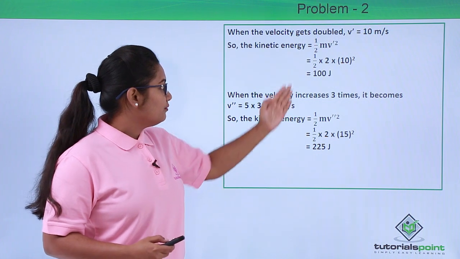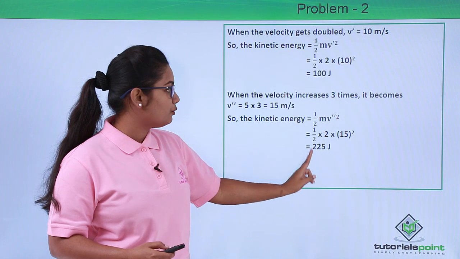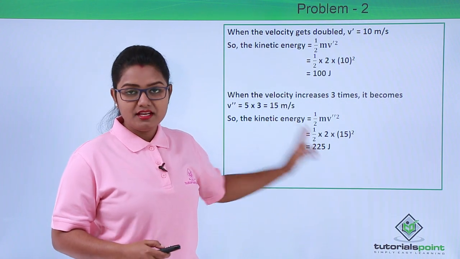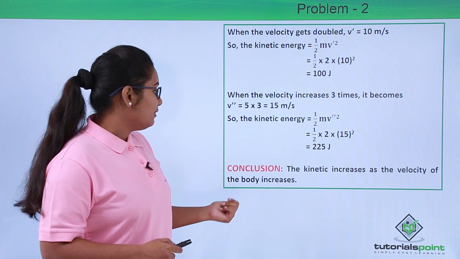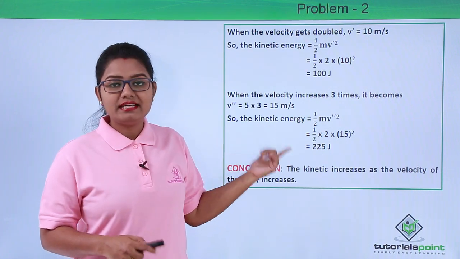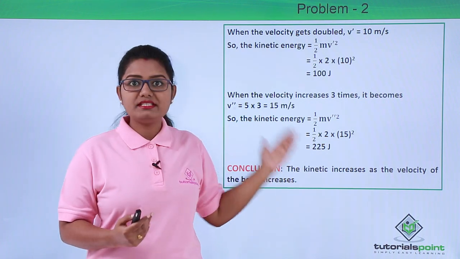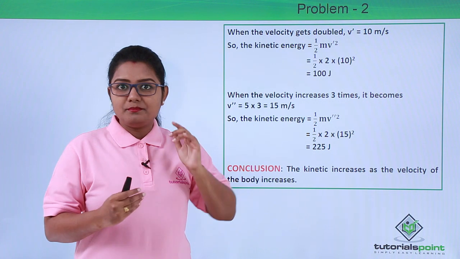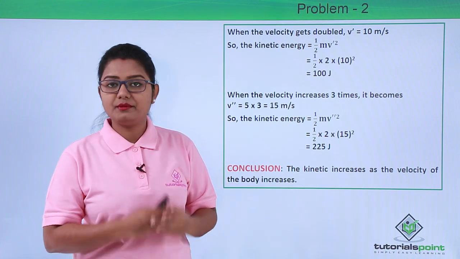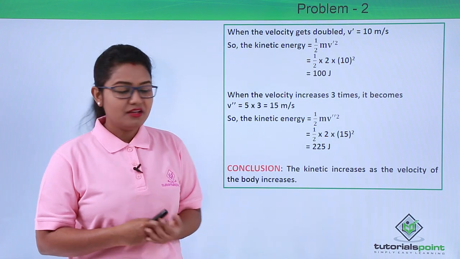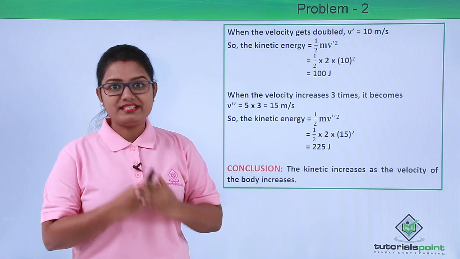Now we can clearly notice that its kinetic energy has increased from 100 to 225 joules when the velocity was tripled. So we can clearly conclude that the kinetic energy increases when we increase the velocity of the body, or it varies proportionally to the square of the velocity with which the body is moving at a particular instant of time. So with this we have solved the whole problem, and I hope this video was helpful to you.